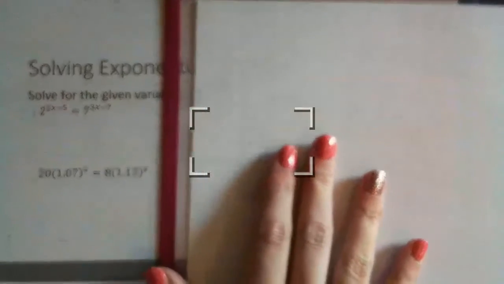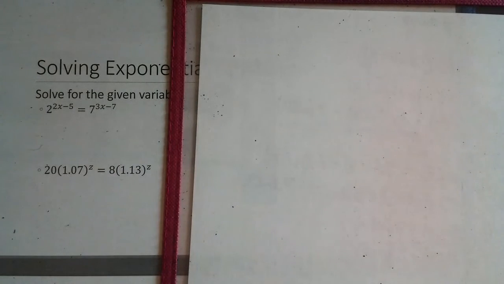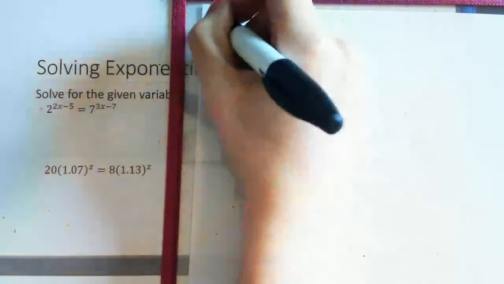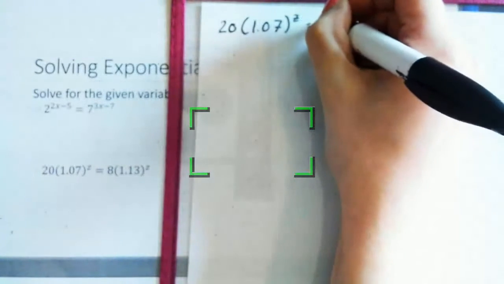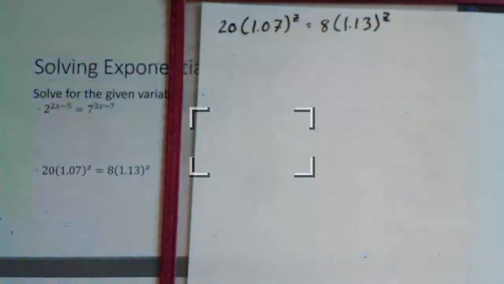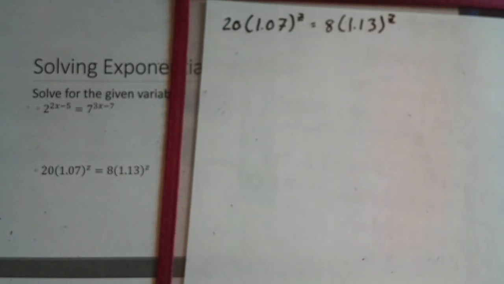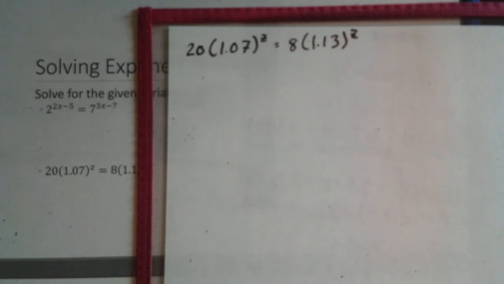We're going to try this next one. So we have 20 times 1.07 raised to the z power is equal to 8 times 1.13 raised to the z power. Looking at that, it looks a little bit scarier than the last one because we don't just have the exponential expression on each side, we also have these numbers out front.